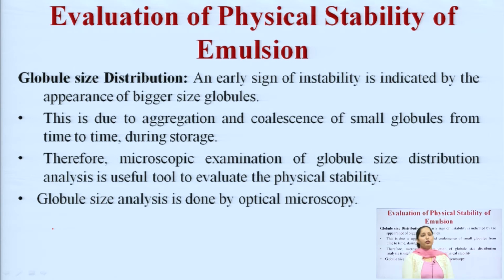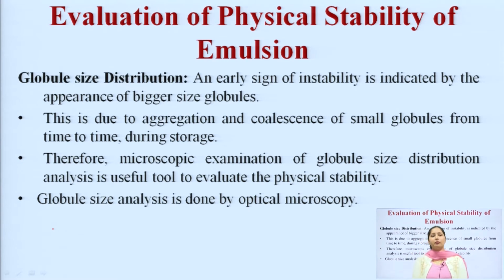Then globule size distribution. An early sign of instability is indicated by the appearance of bigger size globules. So, another method for evaluating the physical stability of emulsion is by measuring the globule size. Okay. So, if there is a change in the size of the globules, that can also indicate instability, and this is due to the aggregation of the oil globules and the coalescence of the globules from time to time during storage. Therefore, microscopic examination and globule size distribution analysis is a useful tool to evaluate the physical stability.